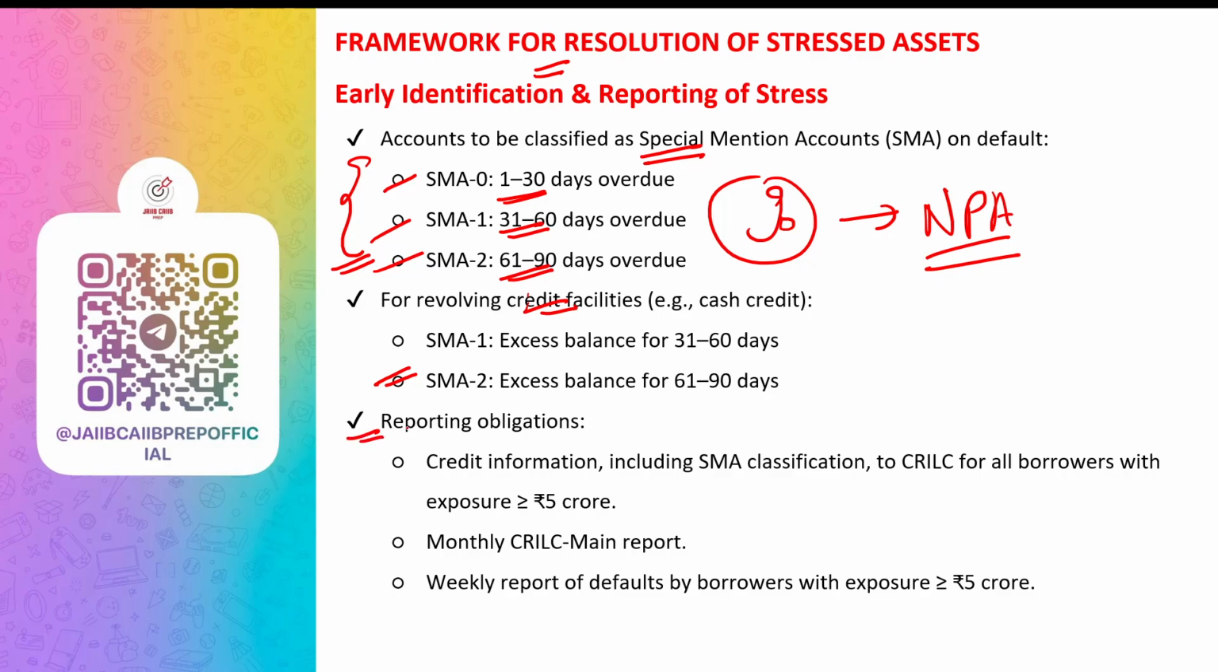With respect to reporting, the bank must report all such SMA accounts to CRILC, the Central Repository of Information on Large Credit. This reporting is mandatory if the borrower has an exposure of 5 crore or more. These reports must be sent monthly, and a weekly report must be sent for fresh defaults.